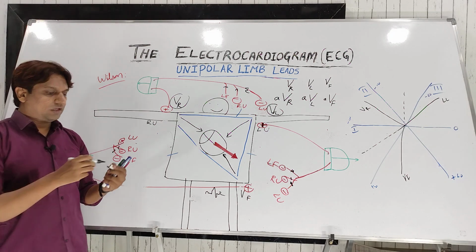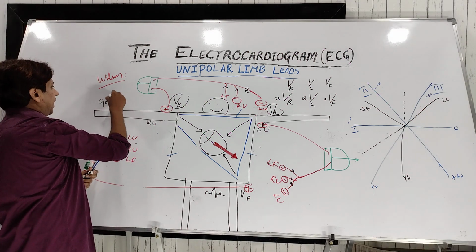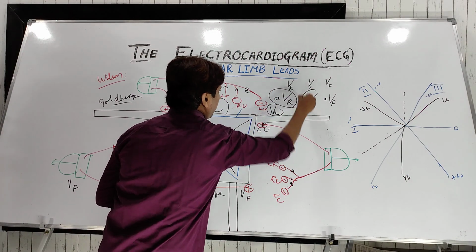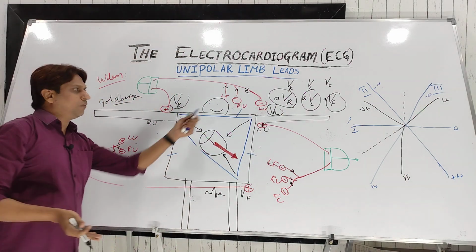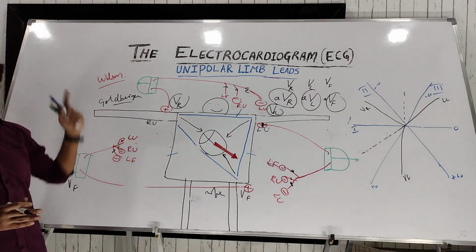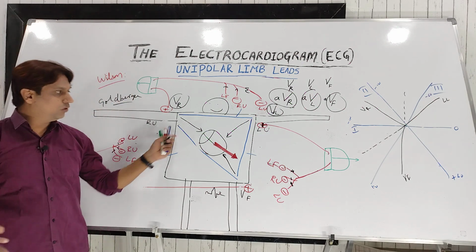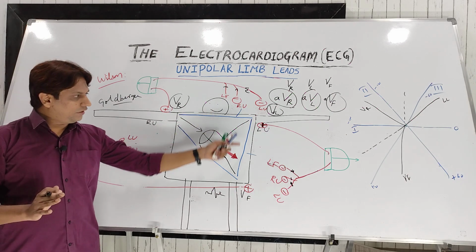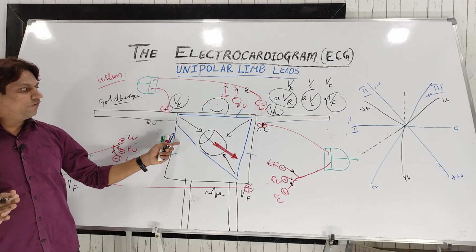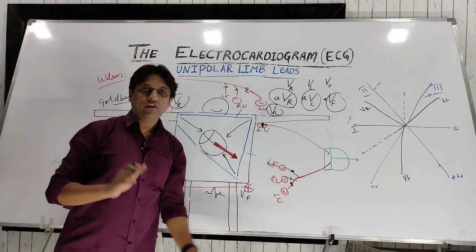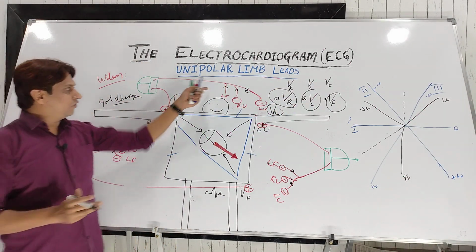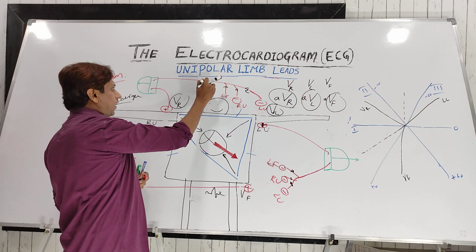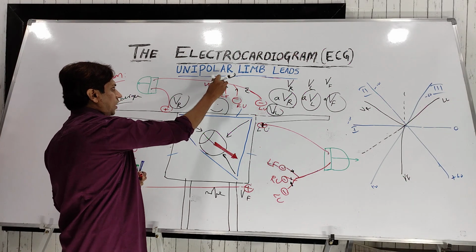Then later, Goldberger in the 1940s proposed AVR, AVL, AVF, the modified unipolar limb leads. He modified the concept of Wilson. The first scientist was Einthoven, who discovered the bipolar limb leads 1, 2, 3. Using the same Einthoven's triangle, Wilson modified it and made the unipolar limb leads VR, VL, VF in 1934. This is called Wilson's common terminal: instead of two poles, one pole was active and the other was indifferent.